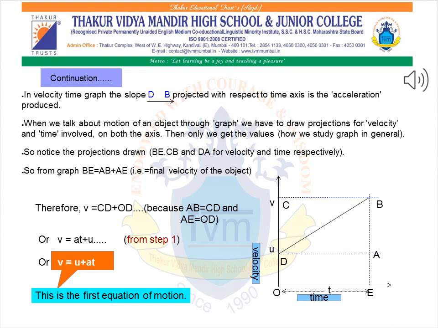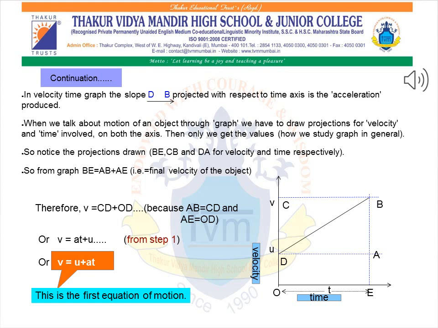In this velocity time graph, the slope projected with respect to the time axis is actually the acceleration produced. So when we talk about the motion of an object through a graph, we have to draw projections for the velocity and time involved on both the axes. Then only we get the values. This is how we study a graph in general. So notice the projections drawn, BE, CB and DA, for velocity and time respectively.